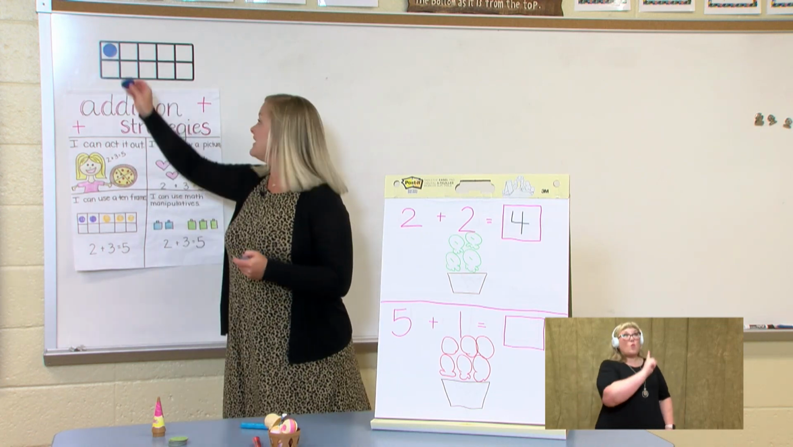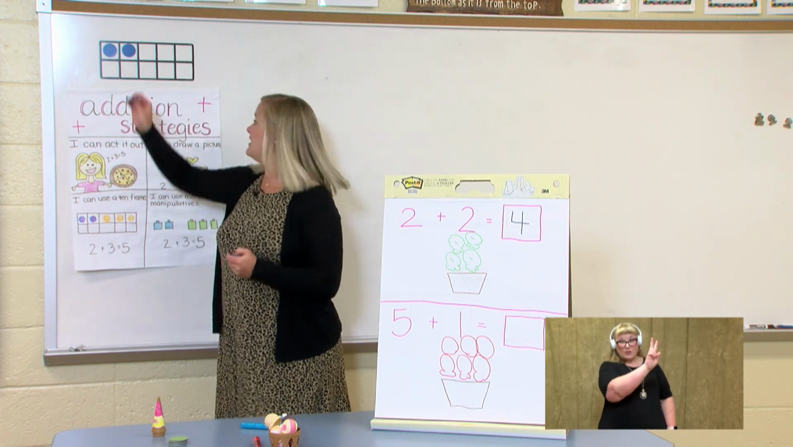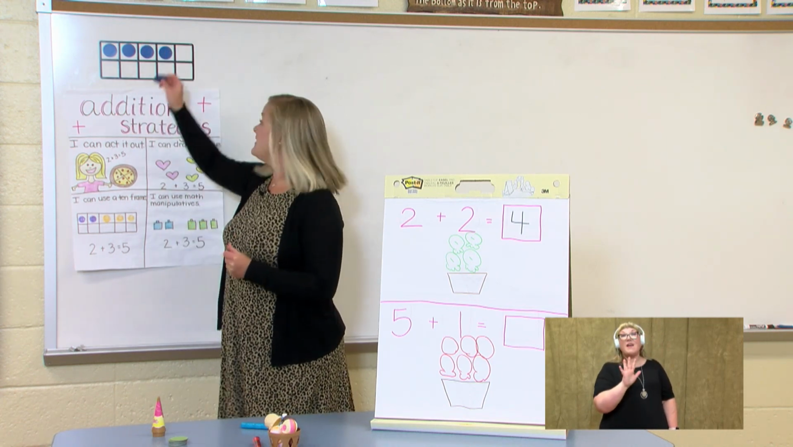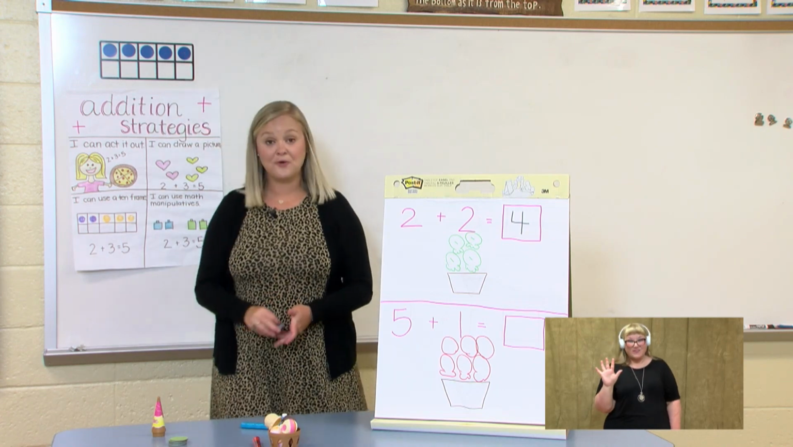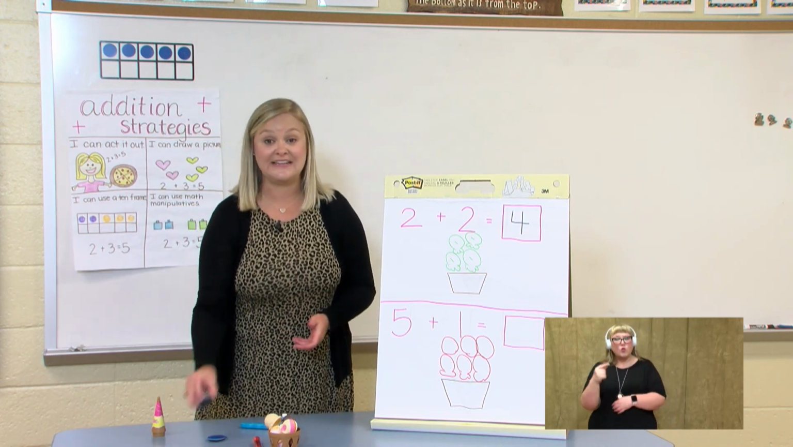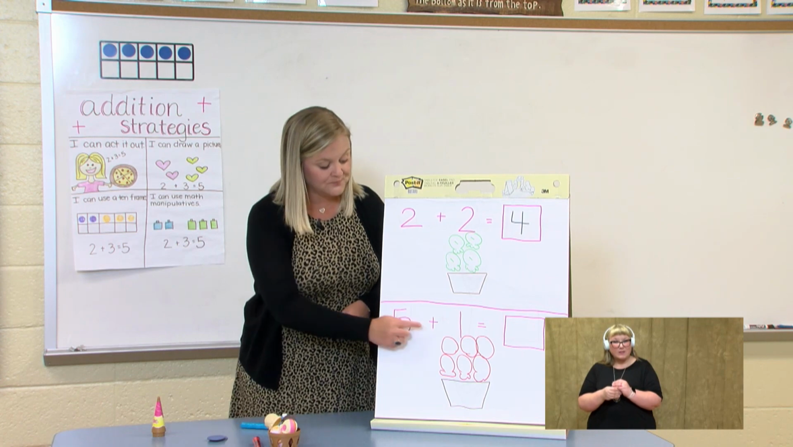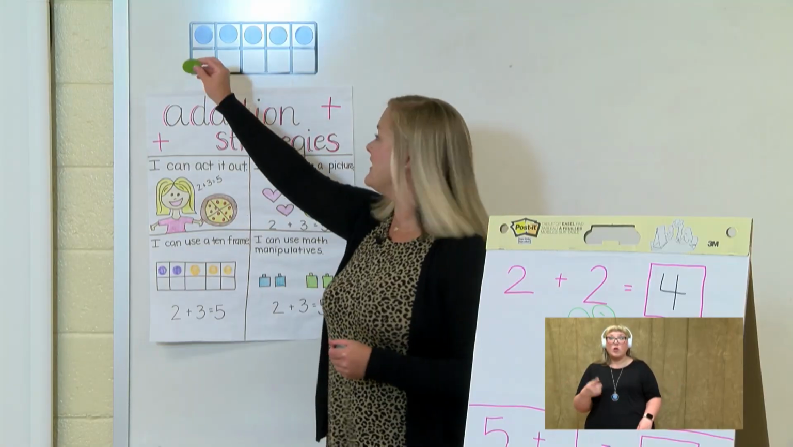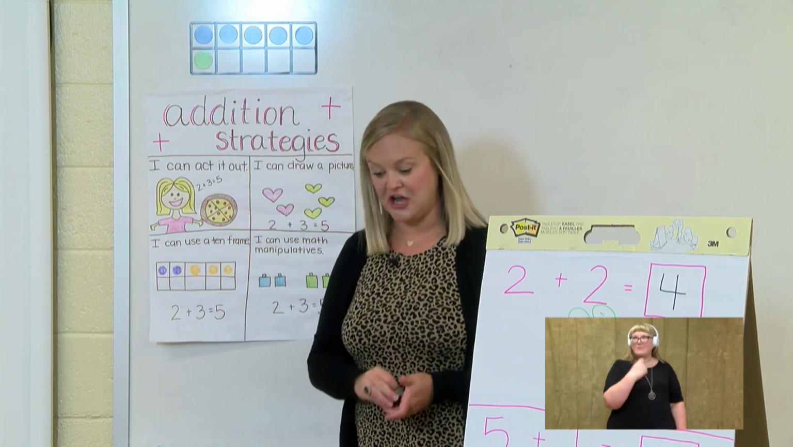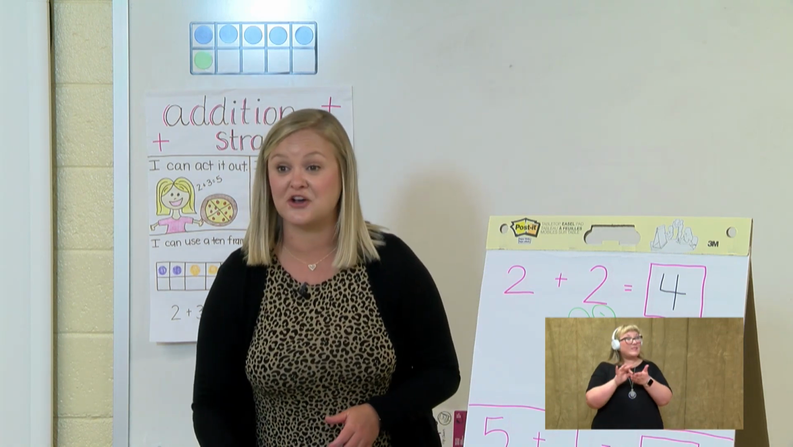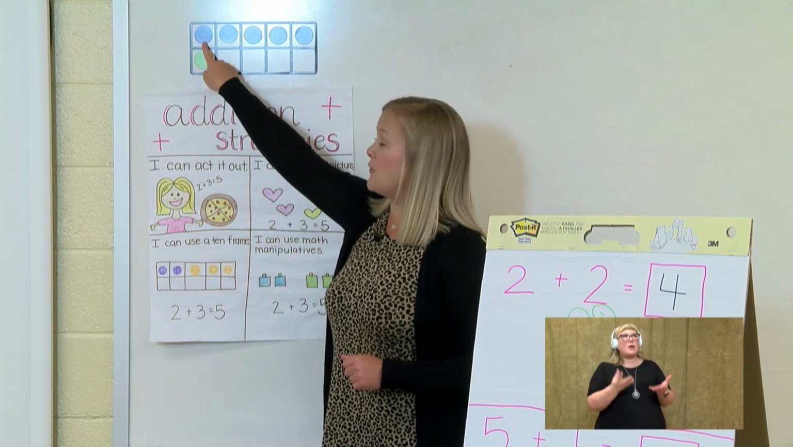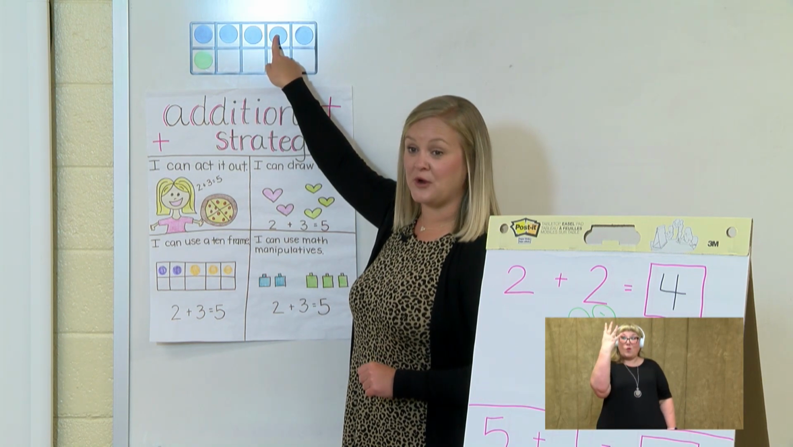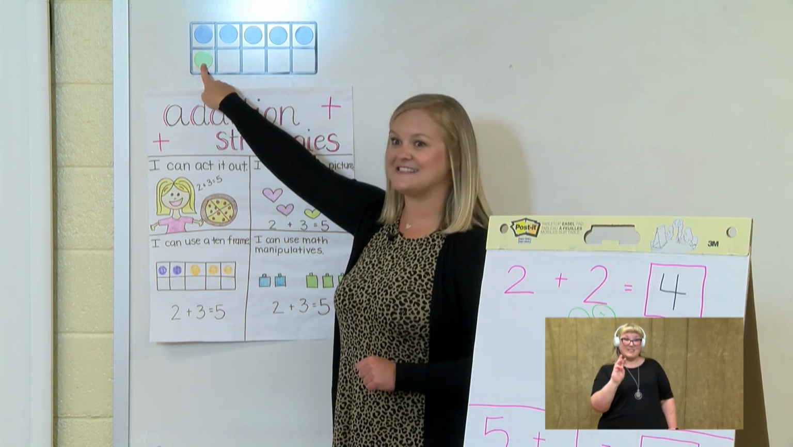1, 2, 3, 4, 5. How many green dots do I need to add? Look at our problem. 5 plus 1. One more. Count with me. 1. Good job. All right, now let's count our dots all together. 1, 2, 3, 4, 5, 6.